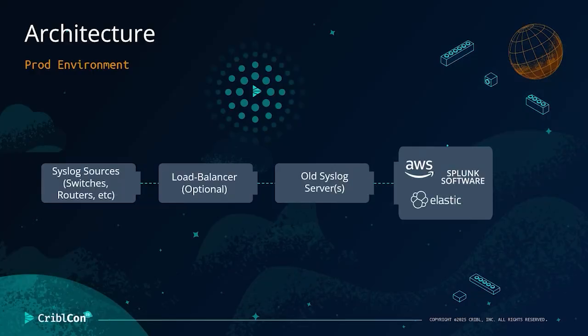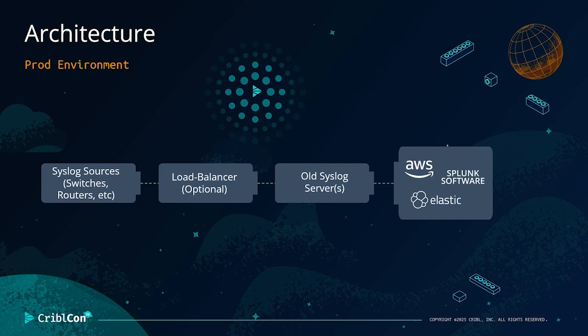All right, so let's first get an idea of how we can get Cribl into our Syslog environment. So here's an example of what your current Syslog environment might look like. You have Syslog sources, which are your switches, your routers, firewalls, etc. And they're going to either maybe a load balancer or directly to your Syslog server, and then maybe the Syslog server is sending it to Splunk or Elastic or AWS or whatever.